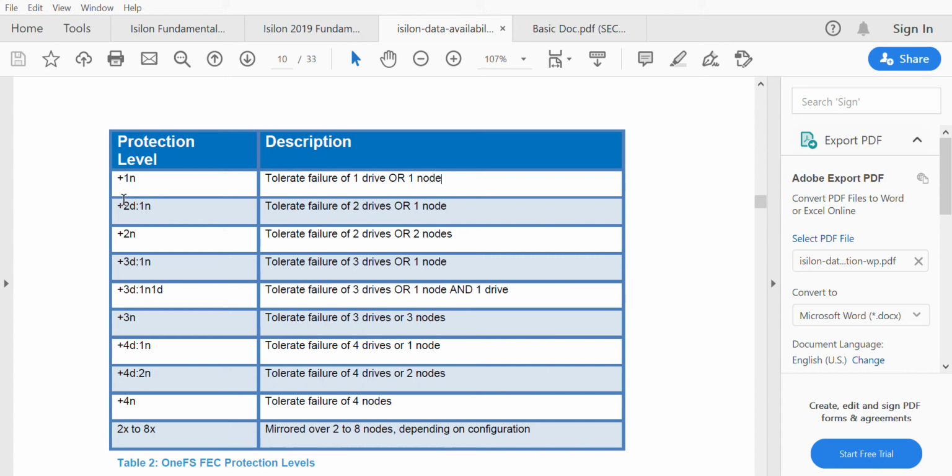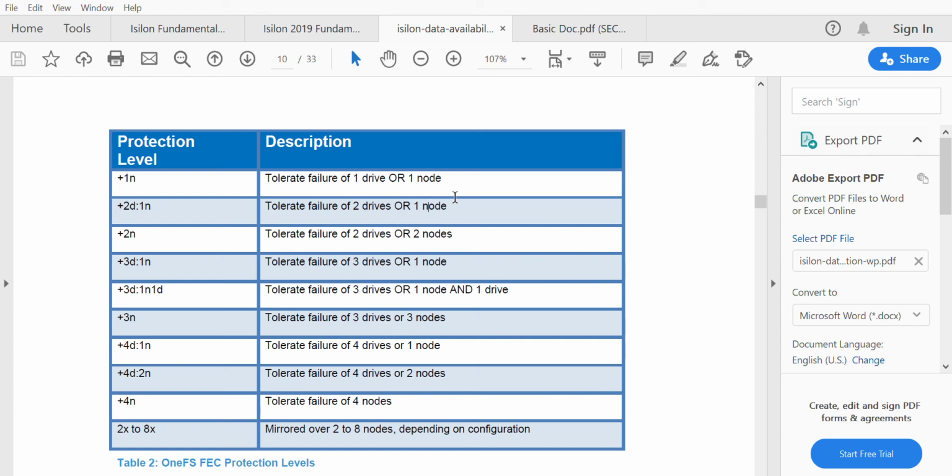So here plus 2d and 1n. This particular protection level can tolerate a failure of two drives or one node, either or one. Either it can tolerate up to two drives in that particular pool, or it can tolerate one node failure. So above that, this protection level cannot tolerate and will have a loss of data. So this protection level is based upon the number of nodes that you have in a cluster, and it's based upon the criticality of your data.